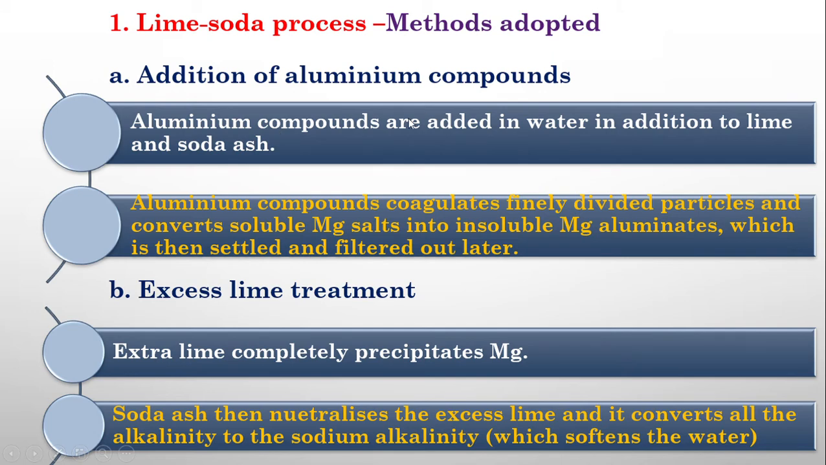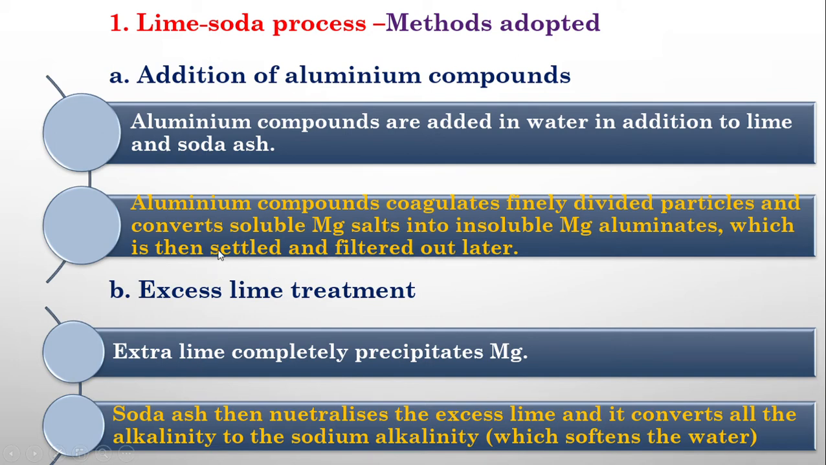Along with that, if we are adding some aluminium compounds, it can coagulate even finely divided particles, and convert all the magnesium salts into insoluble magnesium aluminate. So it can completely remove the hardness of water by adding aluminium compounds. Excess lime treatment is the second method.